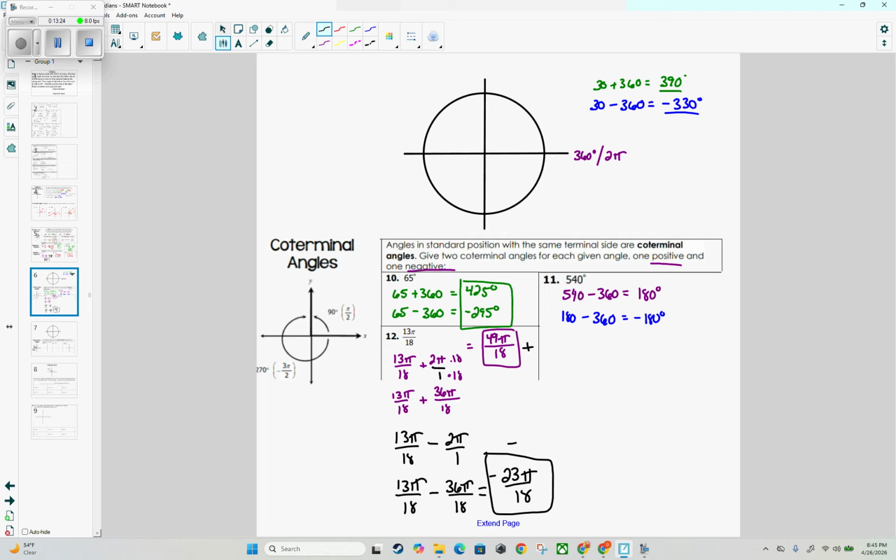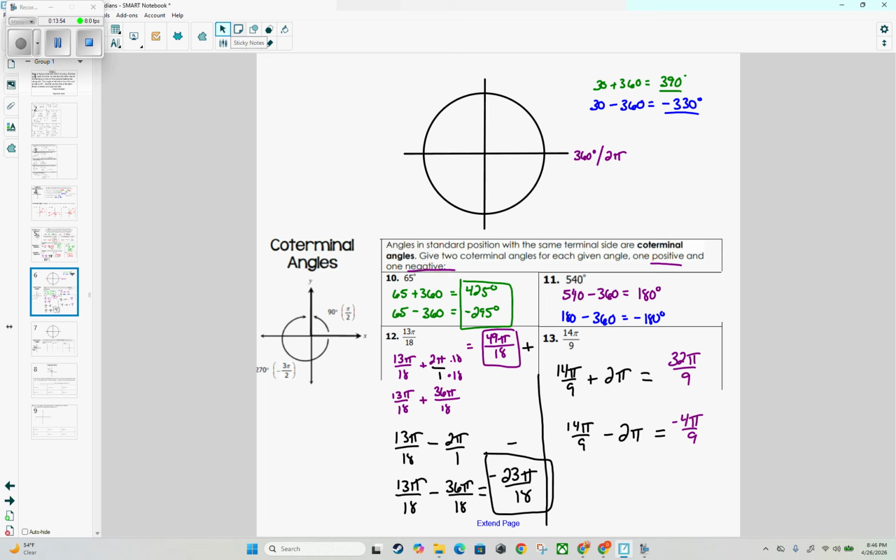All right, let's have you try one. We'll have you do number 13, and we'll come back and see what you get as answers. So go ahead and pause the video. All right, hopefully you had plenty of time to get your answers. So the plus should have been 32 pi over 9, and the minus would be negative 4 pi over 9. Again, those angles would still be the exact same angles. One is just going forward one loop, and one is going backwards one loop. So that's what coterminal angles are.